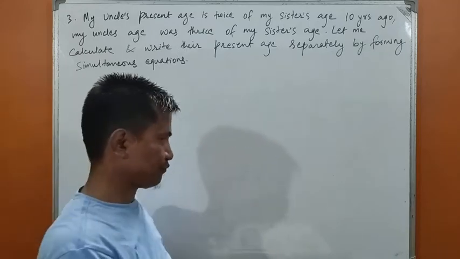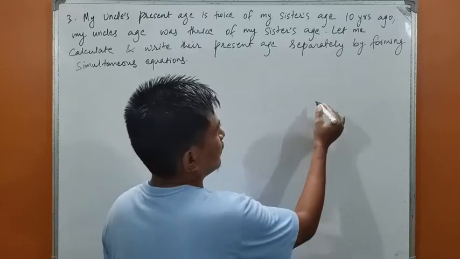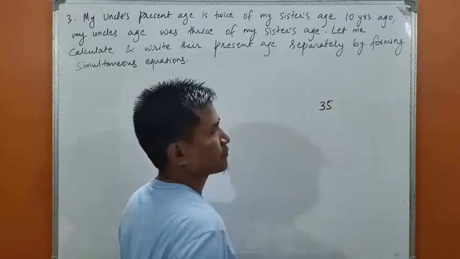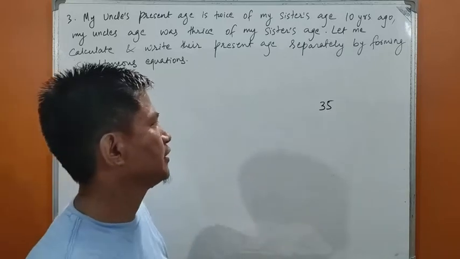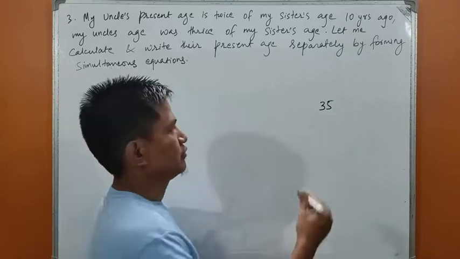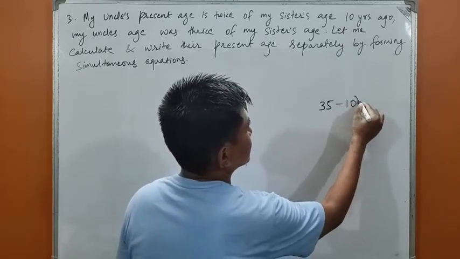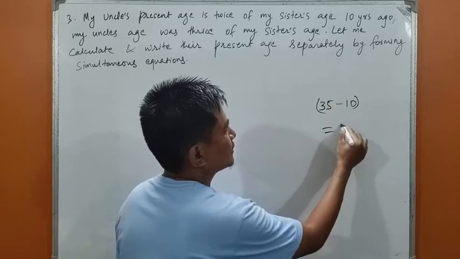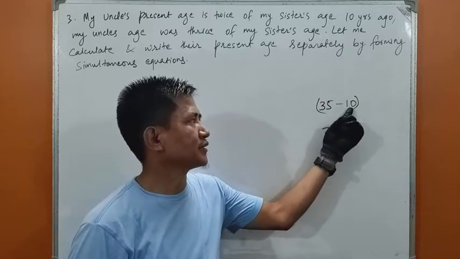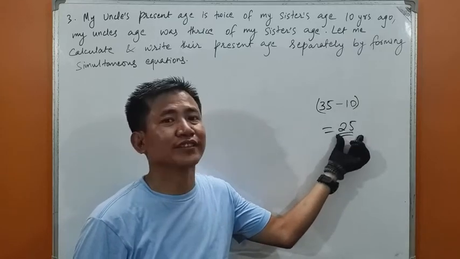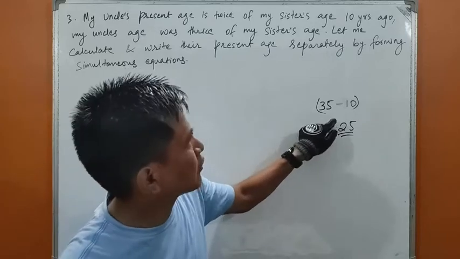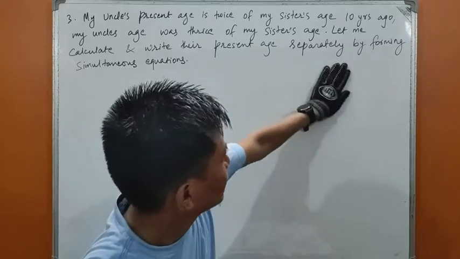Okay, now let me give an example. Suppose my present age is 35 years. What is my age 10 years ago? 35 minus 10, isn't it? That will be my age 10 years ago, that is 25. Present age minus 10 will give the age 10 years before. The same concept is going to be applied here. Okay, please keep in mind.